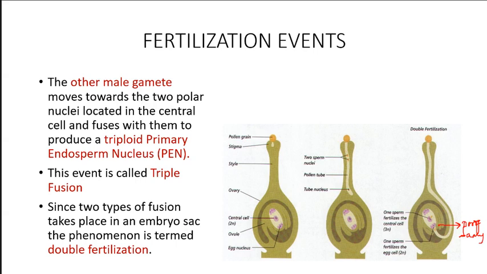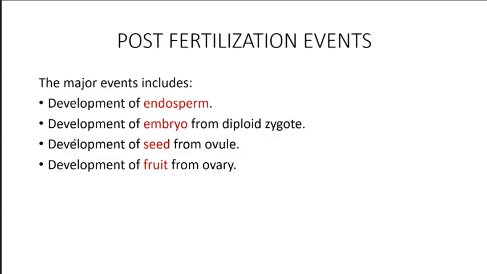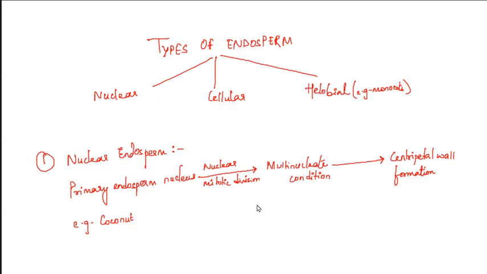Okay, so major events are what? Development of endosperm, embryo, seed, it will form ovule, and development of fruit from ovary. Next, we need to know about the three different types of endosperm development. So it has been divided into three categories: nuclear, cellular, and halobial.